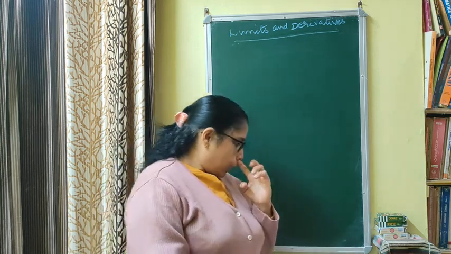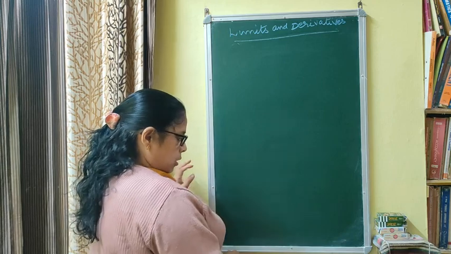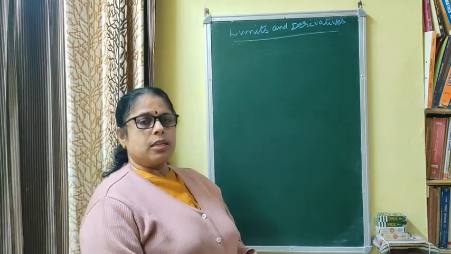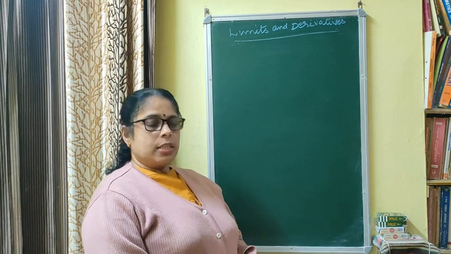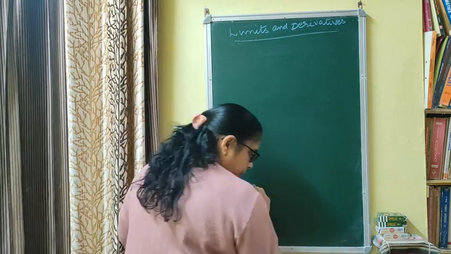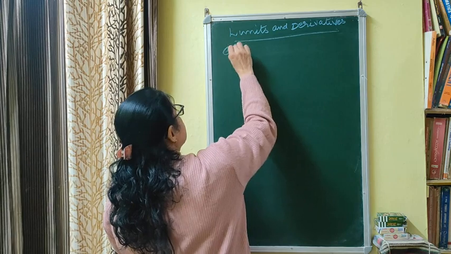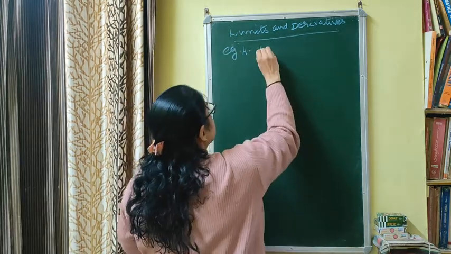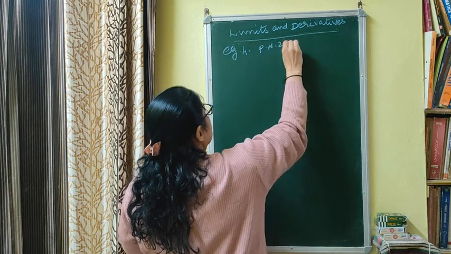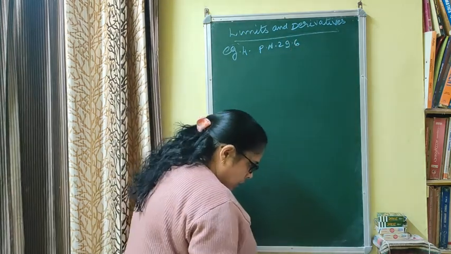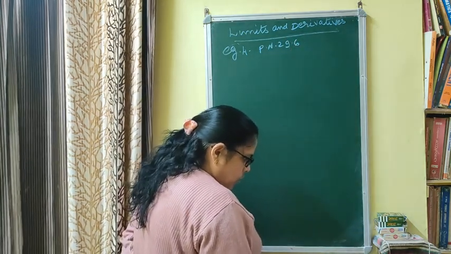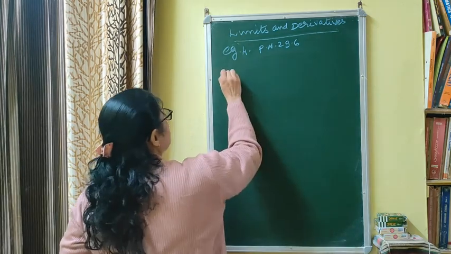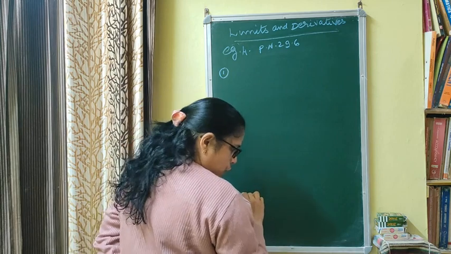Now let us do questions different from the ones we discussed yesterday, that is modulus function as well as greatest integer function. I'm doing the question example 4, page number 29.6. I'm reading the question. The question is, discuss the existence of each of the following limits.